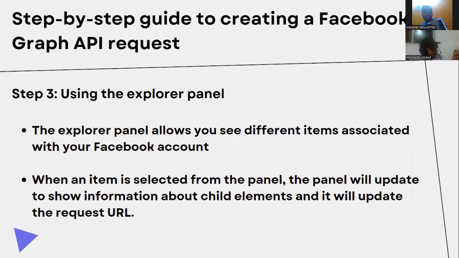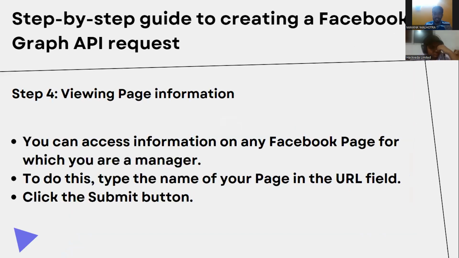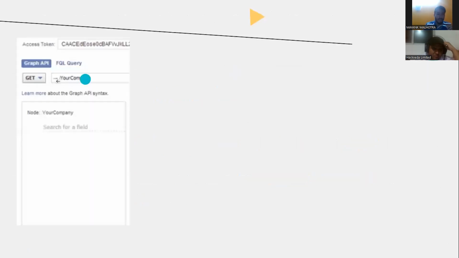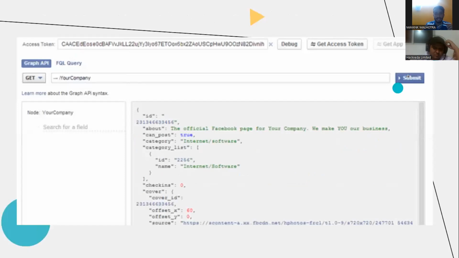Next is viewing page information. You can access the information on a Facebook page for which you are a manager or which you have created. This is basic for getting the insights. To do this, type the name of your page. Suppose your page name is Hackweather. You can type your page name in the URL field and click the submit button. You can type your company name or your page name and click the submit button over here. It will show you the data for the insights.